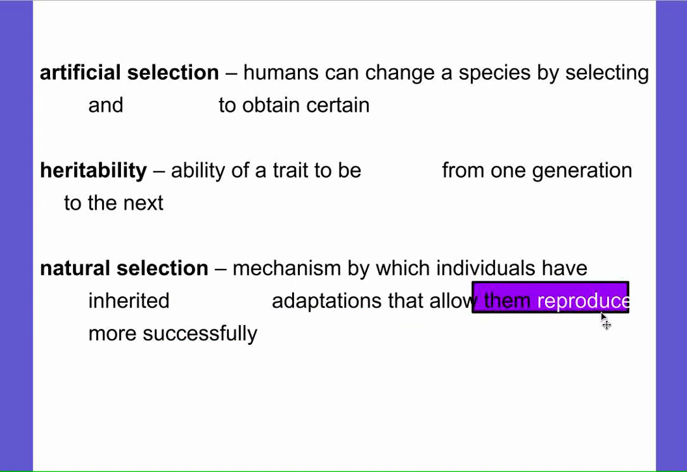So there's one more blank over here. So again, it says reproduce more successfully. It's not just that you survive, your offspring also have to survive for this to be good. But natural selection, kind of like artificial selection, it's just nature that's actually doing the work. You're still selecting for certain traits. They just happen to be traits that benefit that organism, not necessarily something that benefits us, the humans.